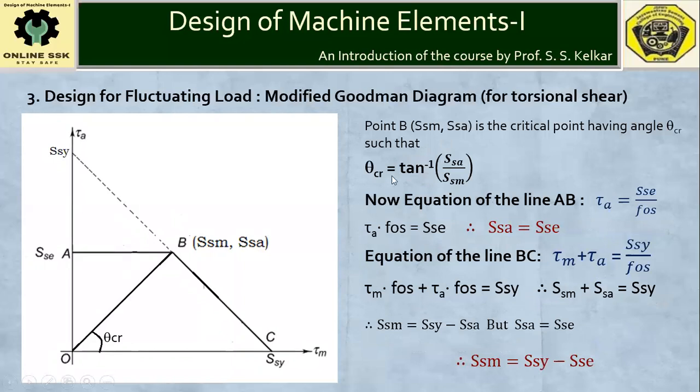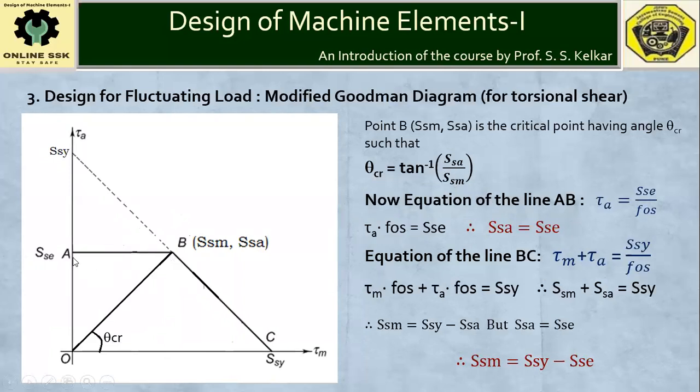And theta critical is given by tan inverse of SSA, the y coordinate of point B, divided by SSM, the x coordinate of point B. The x coordinate of point B is SSM, and the y coordinate of point B is SSE. So SSE represents the opposite side and the x coordinate SSM represents the adjacent side. Opposite side upon adjacent side represents tan of the angle. So tan of theta critical will be SSA upon SSM, and theta critical will be tan inverse of SSA upon SSM.